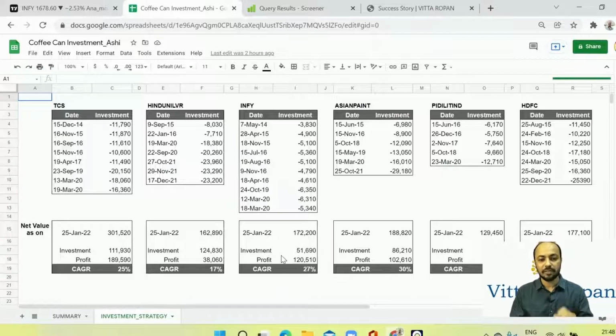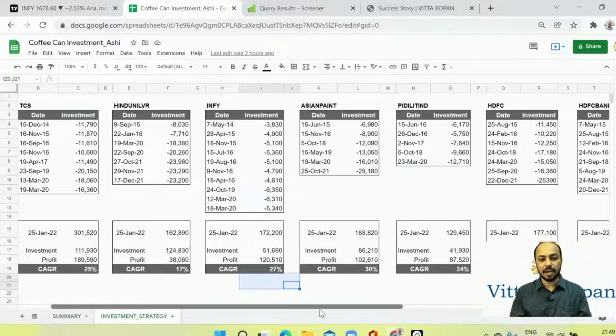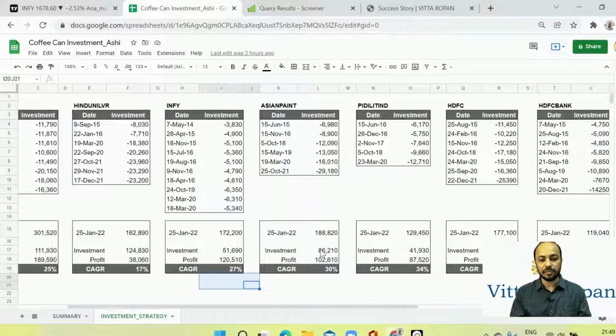Now coming back to Infosys, you have made an investment of 51,690, and currently the net valuation is 1,72,200, and the profit you made is 1,20,510 with a CAGR of 27%. Now in ASIANPAINT, you have made an investment of 86,210, and currently the valuation is 1,88,820. You have made a profit of 1,02,610 with a CAGR of 30% over the last 5 years.